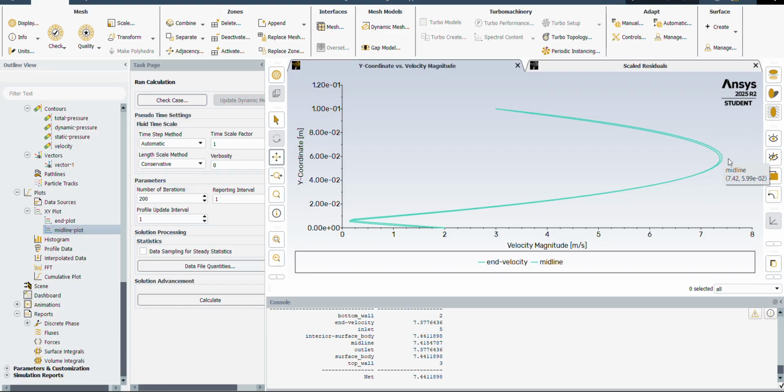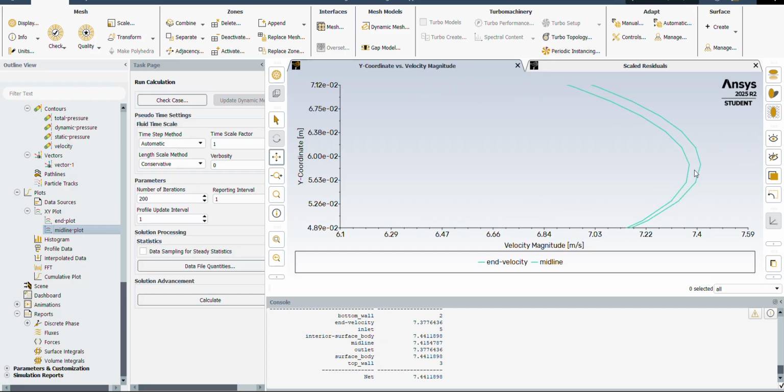Now that we know our max velocity, from this graph you can assume that the max velocity is here. So if we zoom in, we can go to this point, which is where the max velocity is. And it gives us our height of 5.88 times 10 to the negative 2, which would be 0.0588 meters. And that's how we got our max velocity and at what height it occurs.